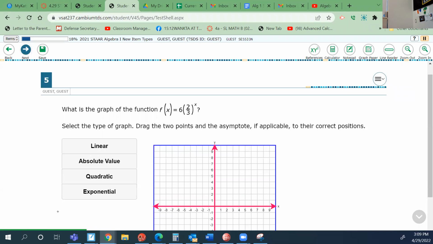We haven't talked about absolute value, so we can skip that. Oops, I didn't mean to do that. Oh man. Okay, it's not absolute value. I hit it by mistake.